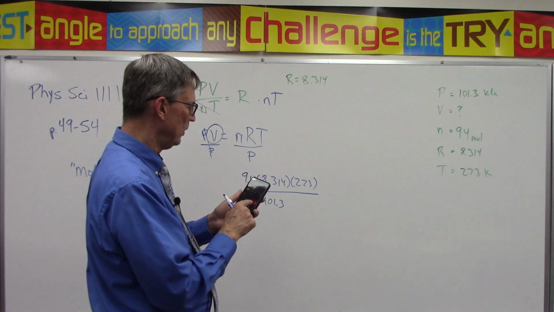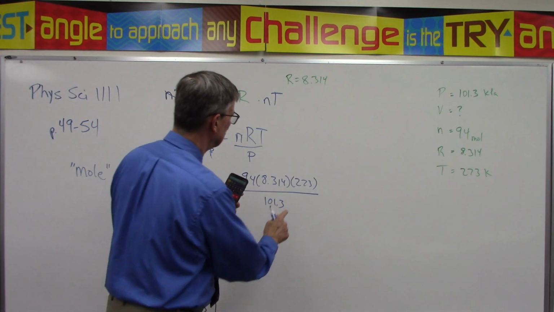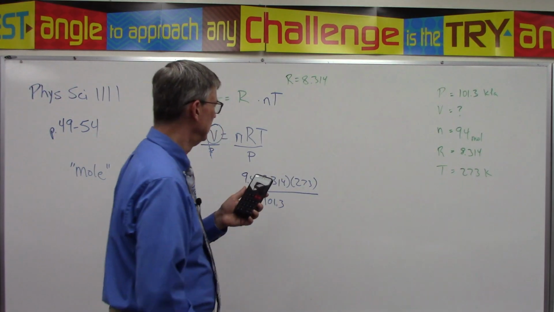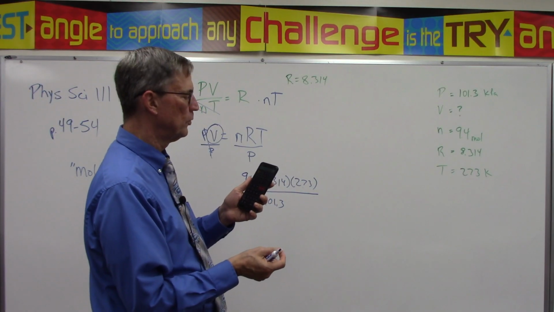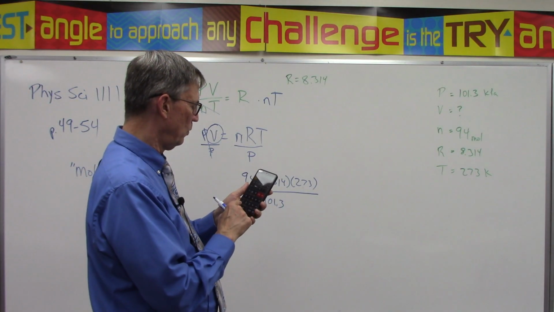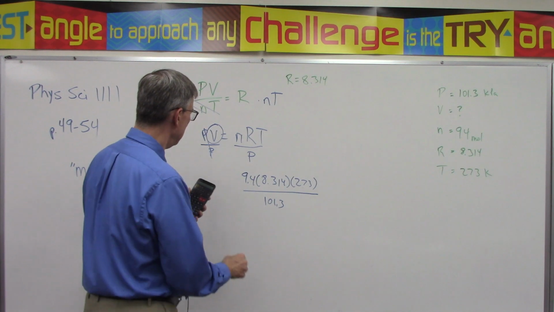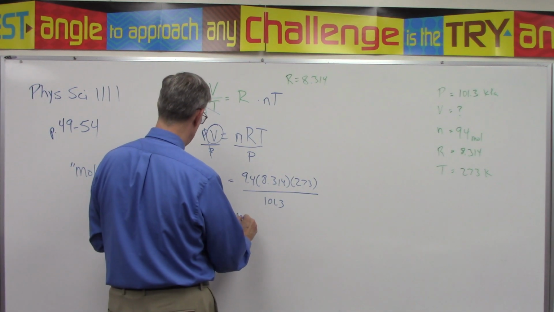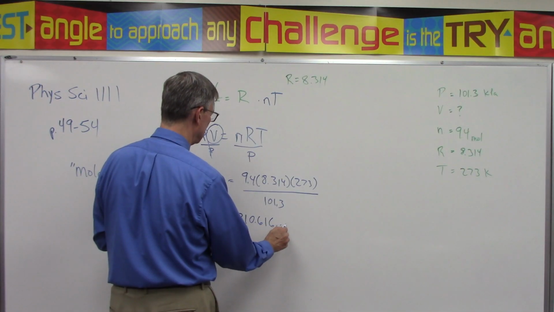I did 223. I don't want 223. I want 273. See, being sloppy, Mr. Anger. Equals, so I get 21,335 point blah, blah, blah. And I'm going to divide by 101.3. All right, I'm getting 210.616, etc. All right.